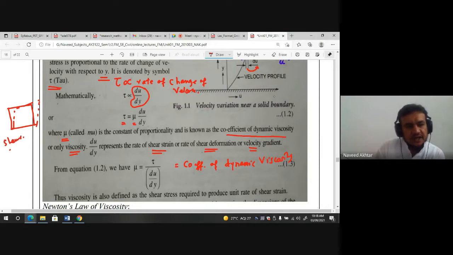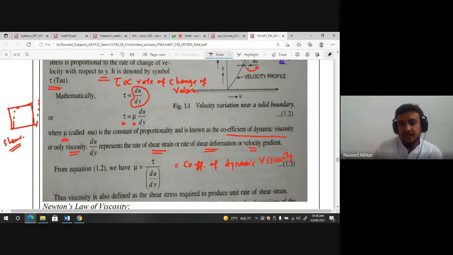But here in case of liquid, there is continuous deformation because shear stress is very less, and the continuous deformation of the liquid takes place. That's why this shear stress, meaning the tau, is proportional to the rate of shear strain, not the shear strain. It is not related to the shear strain. In case of solid, there is some resistance, and it depends on the shear strain.